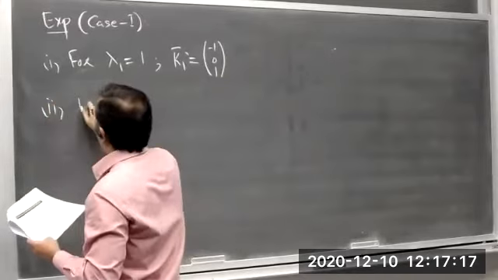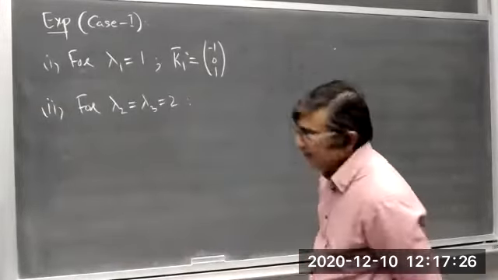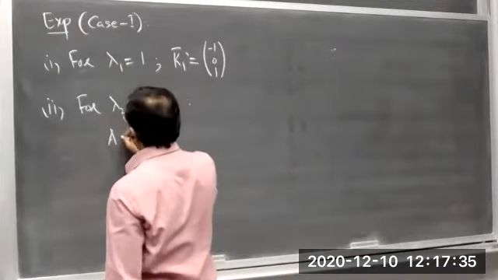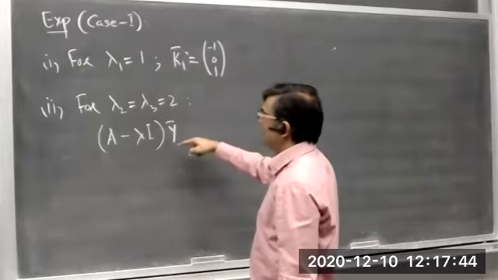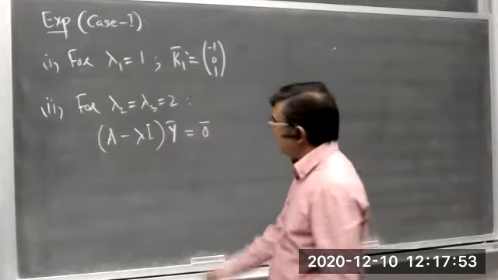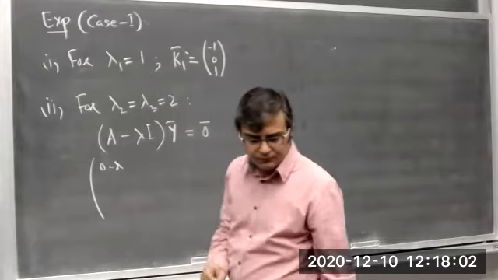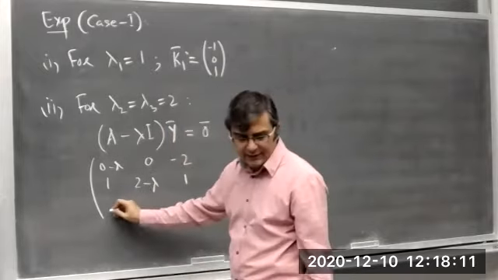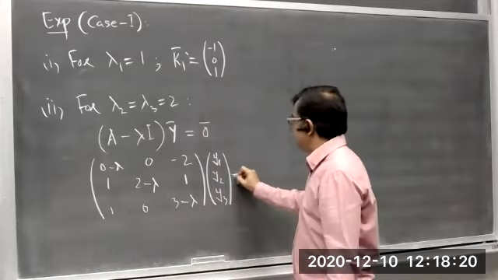Now, for lambda 2 equal to lambda 3 equal to 2, if we put this lambda and the corresponding A into the equation (A minus lambda I) times some y vector, you assume that this y vector is the eigenvector corresponding to this eigenvalue, equal to 0. Now, if we insert that matrix minus lambda, we obtain 0 minus 2, 0, -2, 1, 2 minus 2, 1, and 1, 0, 3 minus 2, times y1, y2, y3 equal to 0, 0, 0.